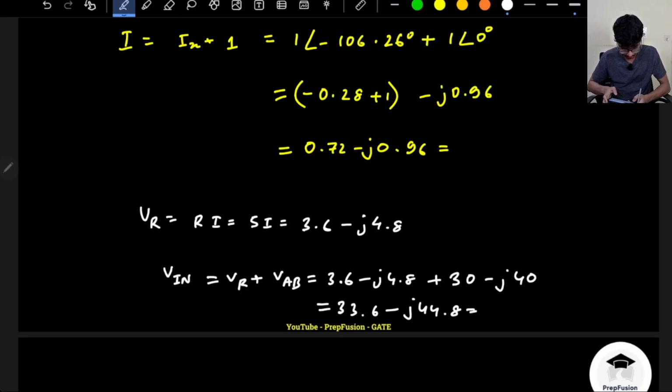So your answer will be the square root of 33.6 squared plus 44.8 squared, it is coming out to be 56 angle. How much is the angle? This is in the fourth quadrant, right? Because the y is negative. So tan inverse of minus 44.8 by 33.6, which is minus 53.13.